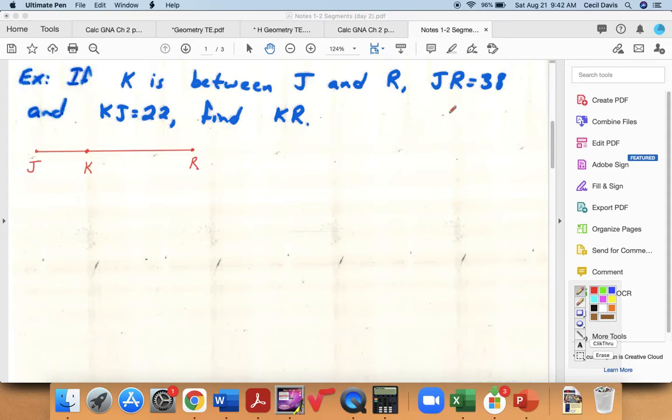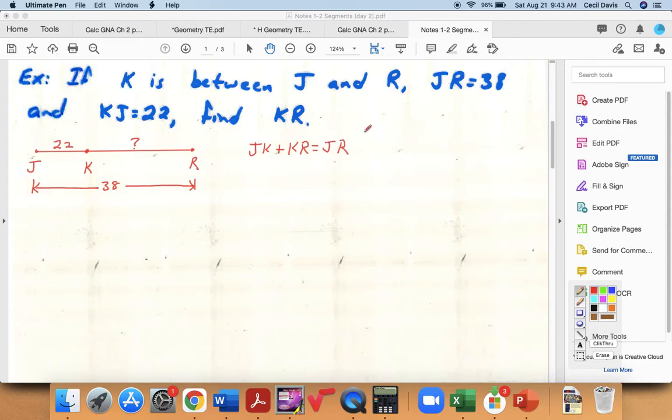The length of JR is 38. Oh, this time it gave us the length of the whole thing. And the length of KJ, which is the same as the length of JK, is 22. And we're looking for the length of KR. So again, I'll start with the very basic. The segment addition postulate tells me that the length of these two shorter pieces is equal to the length of the whole segment. So the length of JK plus the length of KR is equal to the length of JR.